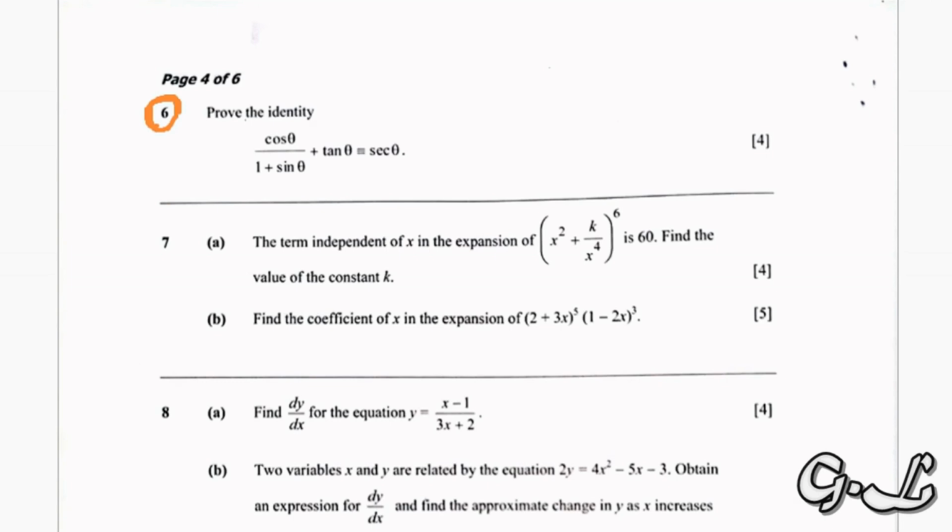The question states: prove the identity, and we have been given the statement below, which is cos theta over 1 plus sin theta plus tan theta, and that is equivalent to sec theta. This question is carrying 4 marks. So the next step is that we're going to get into the solving.